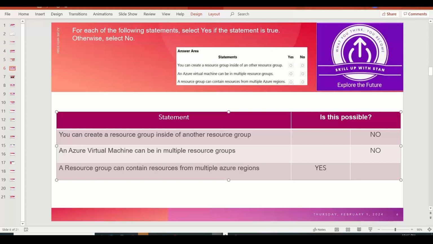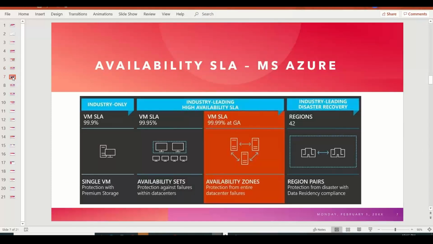Okay, so that is not a limitation. So the answer is yes for this. Let's move on. And again, you might get a question around availability SLA. Since the customers will ask for a service level agreement, and SLA is mainly for the availability of your application, the uptime of your application. So this is how you measure your uptime.